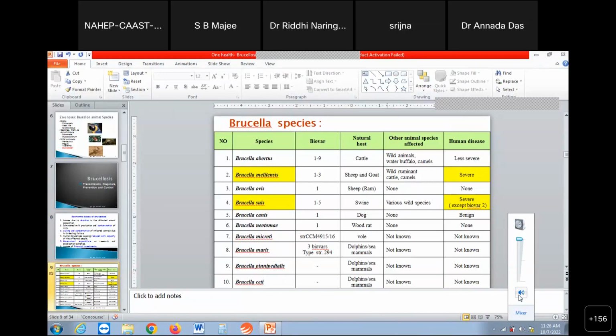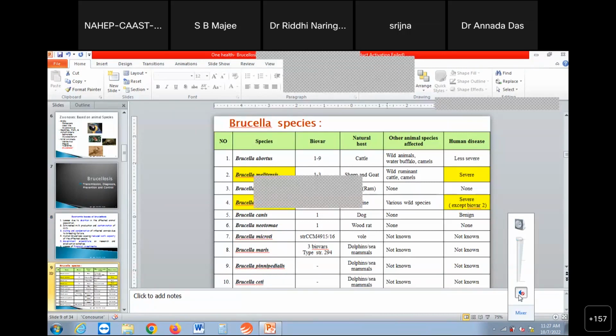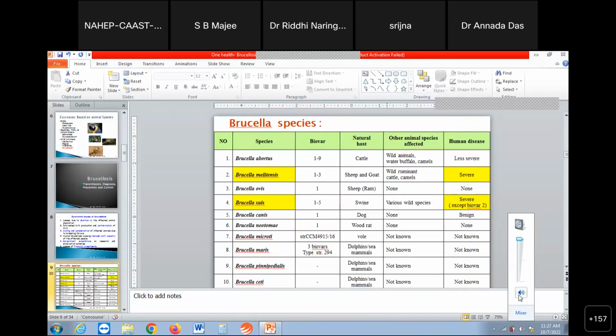Now, just to have a cursory glance at some of the important Brucella species, there are about 10 of them which I have mentioned here. But I would like to stress two very important ones as far as public health is concerned: Brucella melitensis and Brucella suis. Abortus, ovis, canis, neotomae, microti, ceti, pinnipedialis are known to cause disease in cattle, sheep, goat, and respectively in sea animals. But in melitensis the human disease is severe, so also in case of suis. These are the two which cause severe disease in humans.